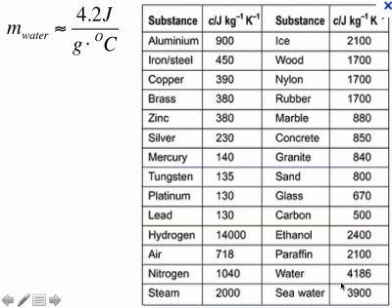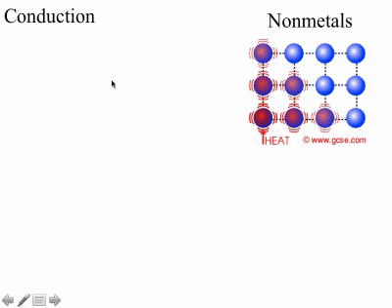One of the takeaways from this is that if you want to store thermal energy, water is a very good means to do it, as long as you don't need the temperature to go above 100 degrees Celsius, where water boils. In particular, we can compare it to some metals that have a smaller specific heat by a factor of 10 or more. So let's talk about conduction.